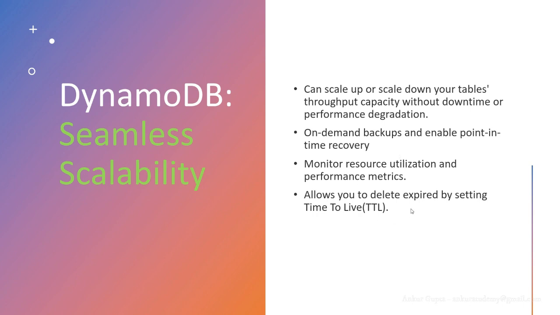DynamoDB also allows you to delete expired data by setting a time to live value. So let's say you want to delete your data which is more than 30 days old and your application does not need it, so you can just set this time to live or TTL value, and DynamoDB will keep on discarding the old data, thus reducing your costs. You can of course monitor your table resource utilization and performance metrics using AWS's CloudWatch.